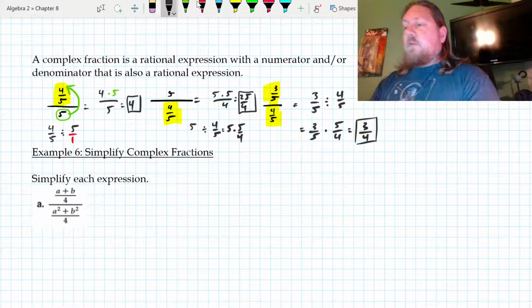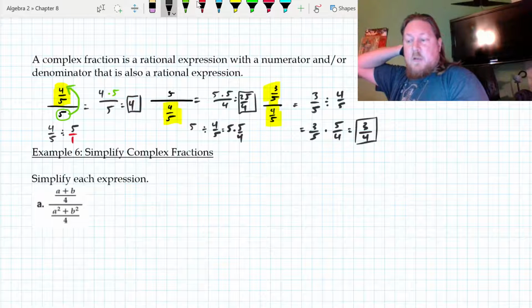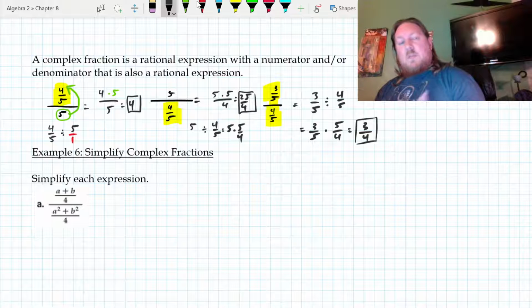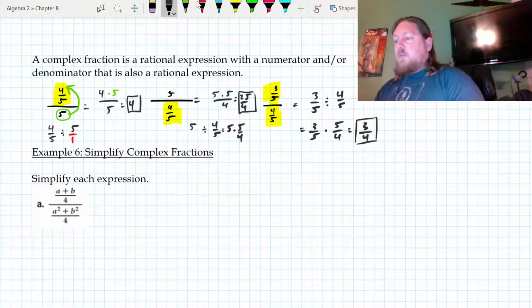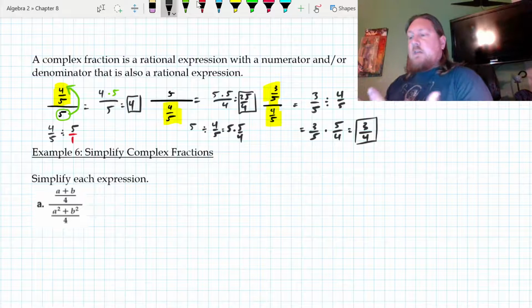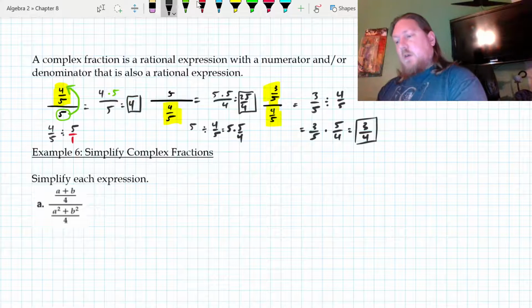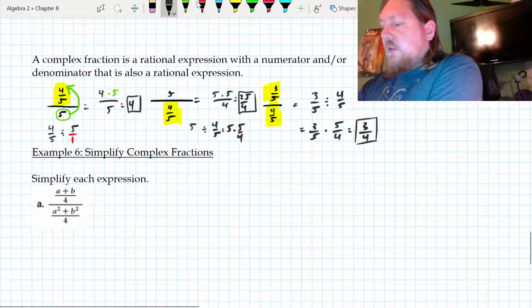Now, we did all of those examples with just normal numbers. The nice thing is you can do that with rational expressions when they're polynomials as well. Those were all just the techniques of complex fractions with rational numbers. The same mechanics work with the rational expressions.